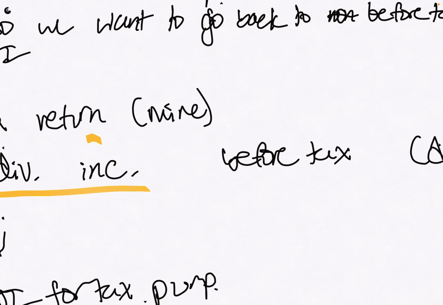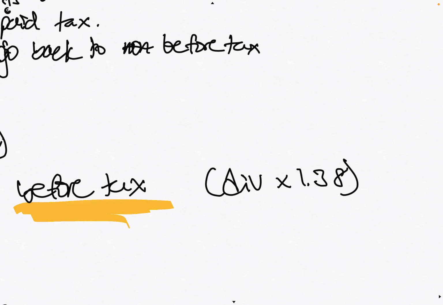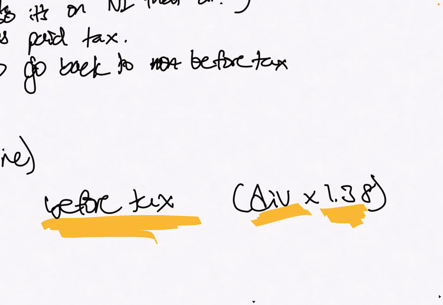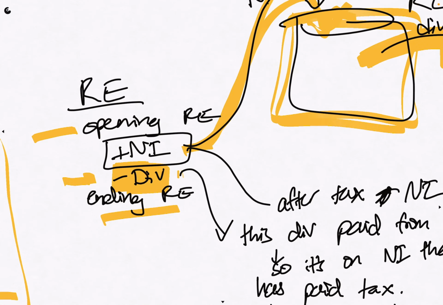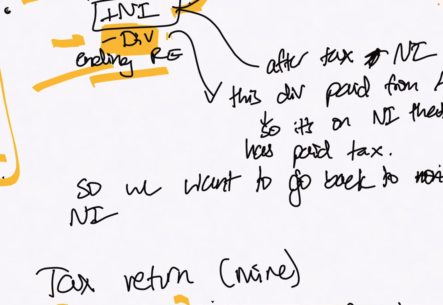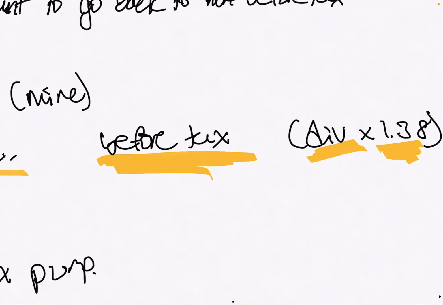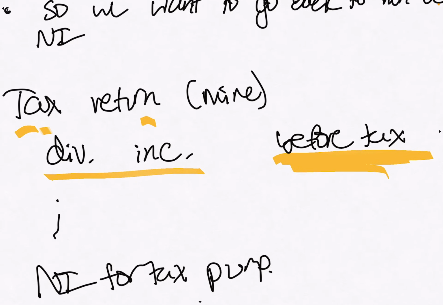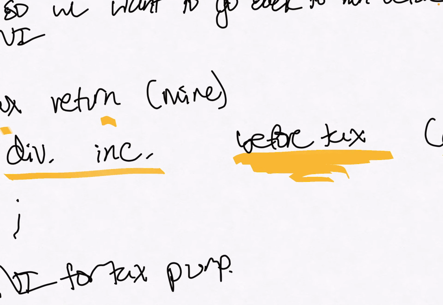And this dividend income is going to be the before tax amount, which is why we have to get the dividend and multiply it by 1.38 to find out what amount of dividends they would have had to have in order to pay out that dividend. So what is the before tax earnings that they would need in order to pay out the dividend?